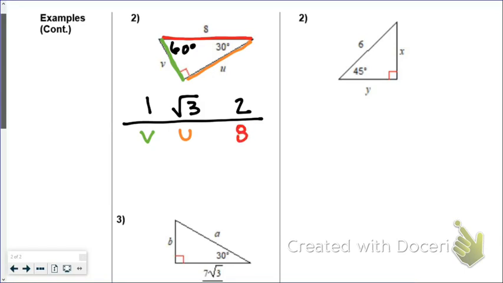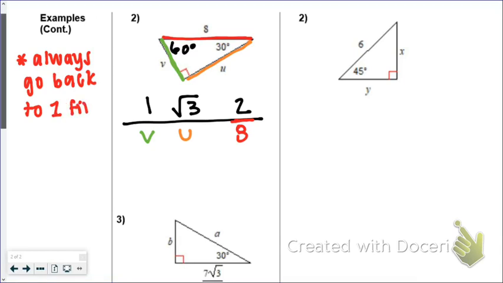All right, so now this starts off with our hypotenuse. We don't want this. We always want to go back to the first position. So we always want to go back to 1 first. All right, and just like I said before, in order to go back, all we're going to do is divide by what we started with. So we're going to divide by 2. So to get V, we're going to do 8 divided by 2, which is just 4. All right, so now we know that V is 4.